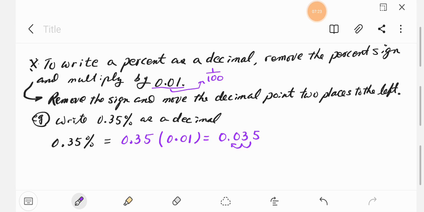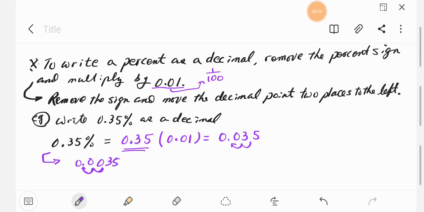Okay, or you can just do what? You can just, from here, move the decimal point 2 to the left. 1, 2 to the left, like this. So by removing the percent symbol and moving the decimal point 2 to the left, because you are multiplying 0.1, you make this number smaller, right? Smaller, because you are multiplying this number by less than 1, right? Less than 1. So the number has to be smaller.